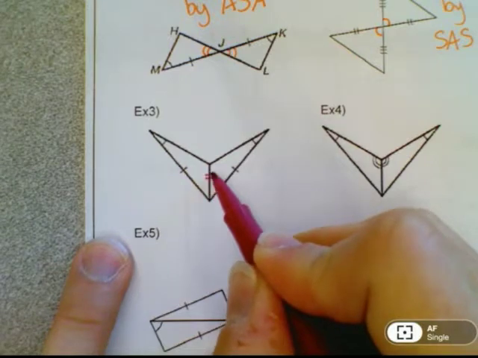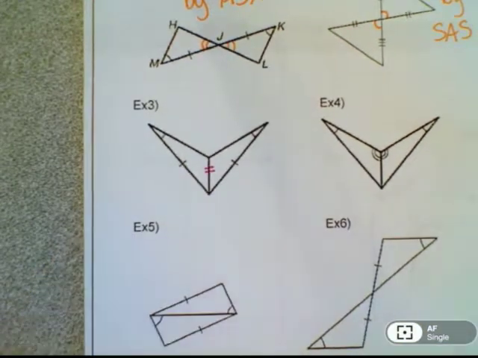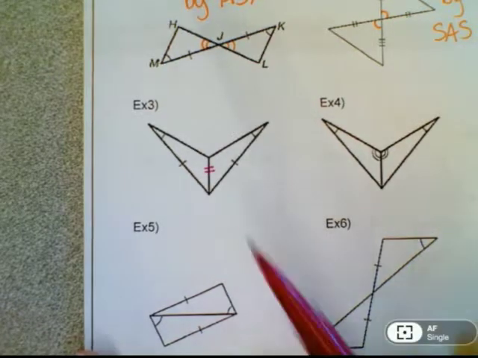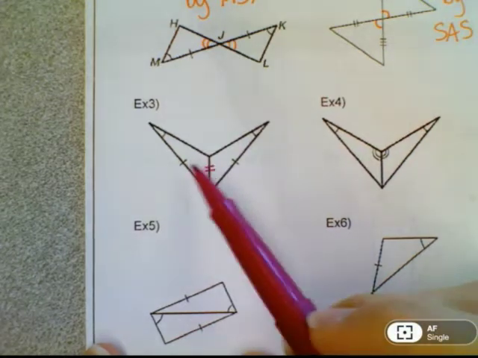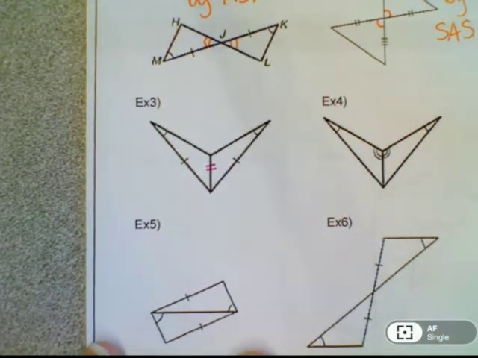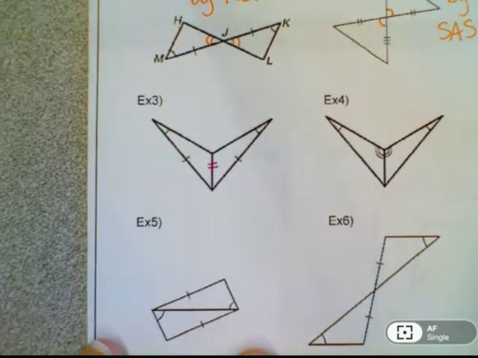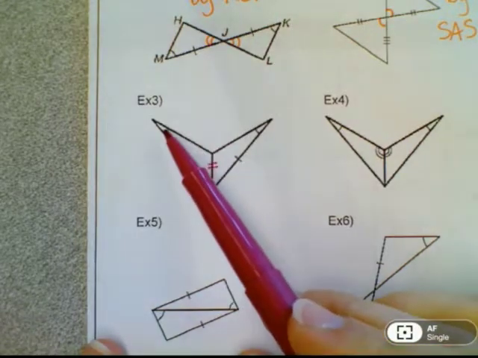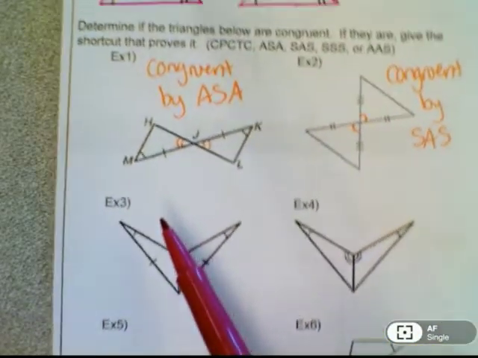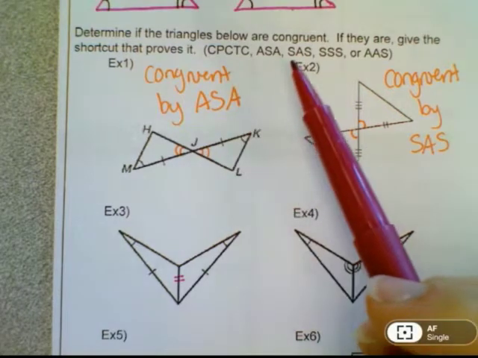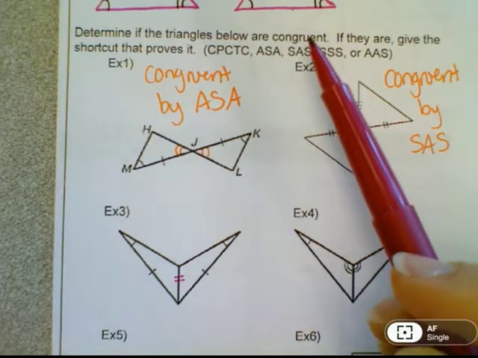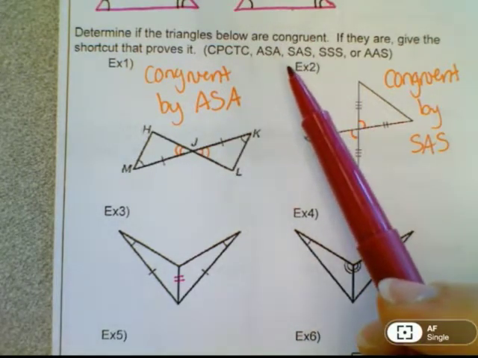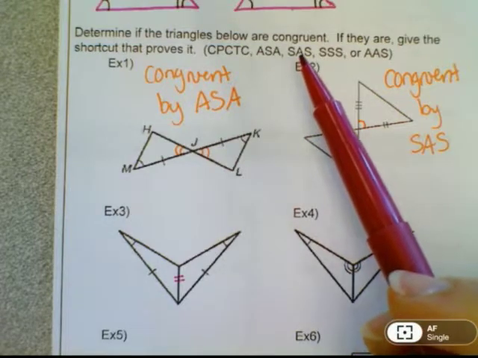We've talked a lot about this when we do proofs, the reflexive property of congruence tells us that this side, because it's shared by both triangles, has to be congruent to itself. So here I have two sides and an angle, and so coming up here, two sides and an angle, my only option is this one, side angle side. And to use this shortcut, I need to make sure that the angle is in between the sides.